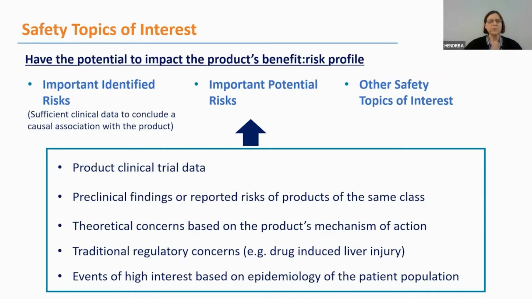These safety topics of interest may come from multiple sources, including product clinical trial data, preclinical findings or reported risks of products of the same class, theoretical concerns based on the product's mechanism of action, and other safety topics of interest may emerge from traditional regulatory concerns like drug-induced liver injury, or events of high interest based on epidemiology of the patient population, which at the start of the clinical trial program, there may be no reason to believe that the product has any causal association, but it's expected that you will see these events during the course of clinical development.